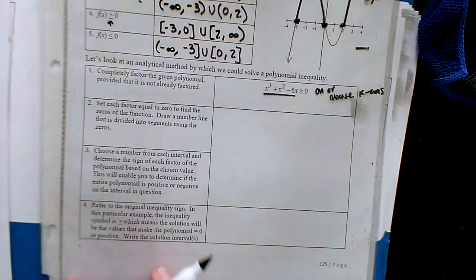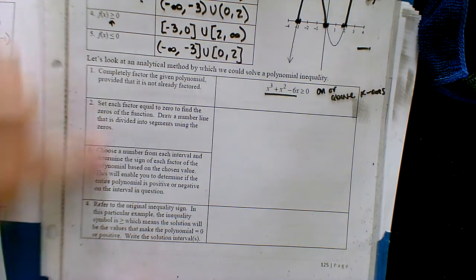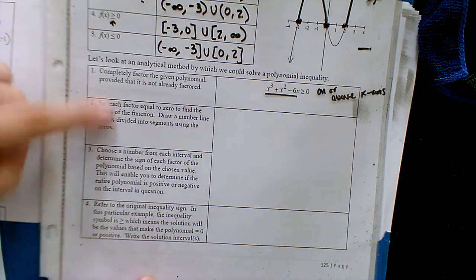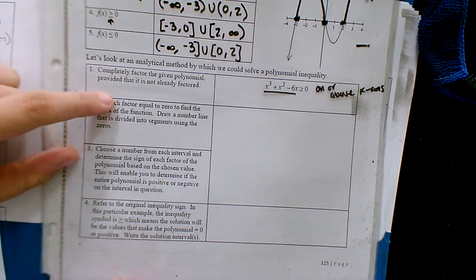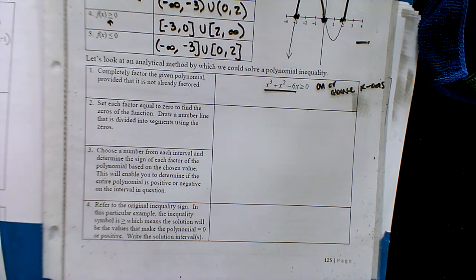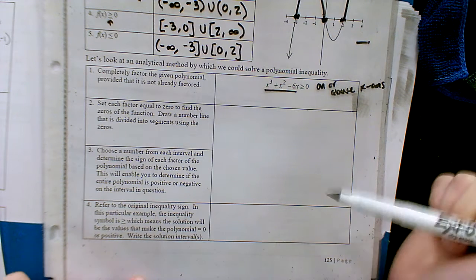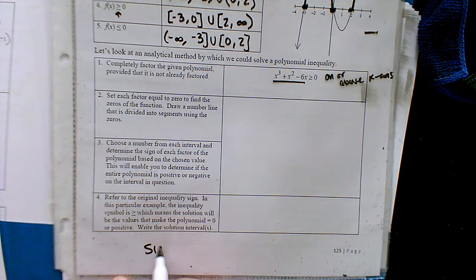Just like some other processes that we've gone over this year, I've given you some kind of guiding hints in the table format. But this process that we're going to do here is very similar to the number line that we did for absolute values. Remember doing that? It's going to be very similar. It's not going to be exactly the same.